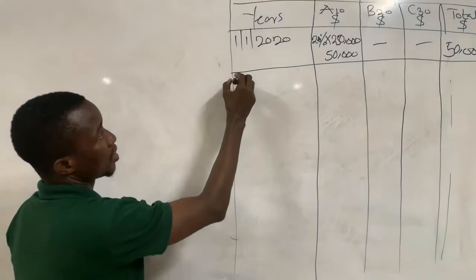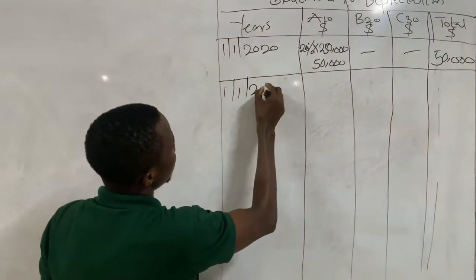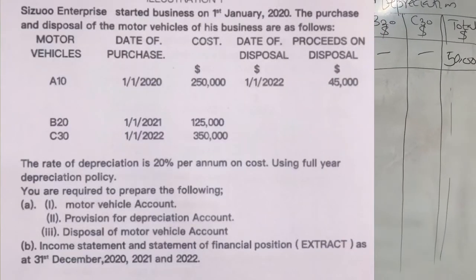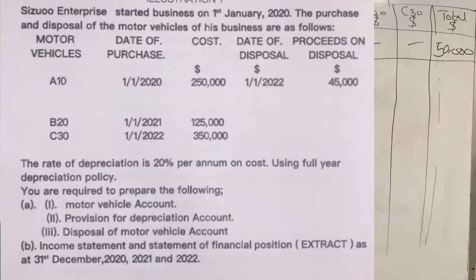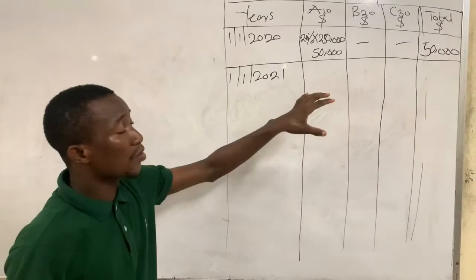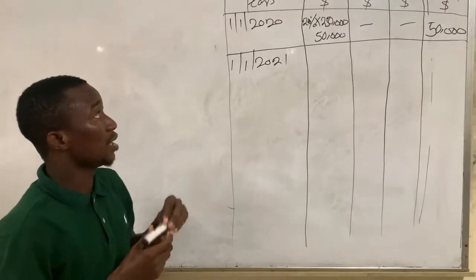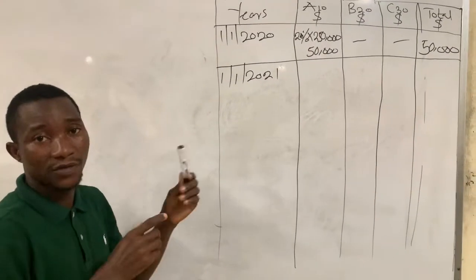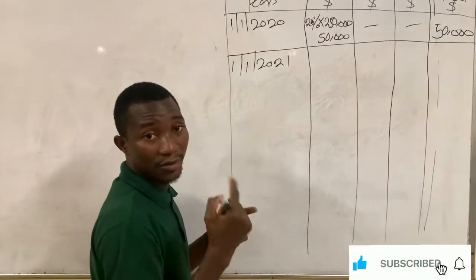So for 2021, that is 1st January 2021, we made an acquisition. We acquired asset B20, but before we calculate the depreciation for B20, we have A20 still in the business, so we have to calculate depreciation for that.